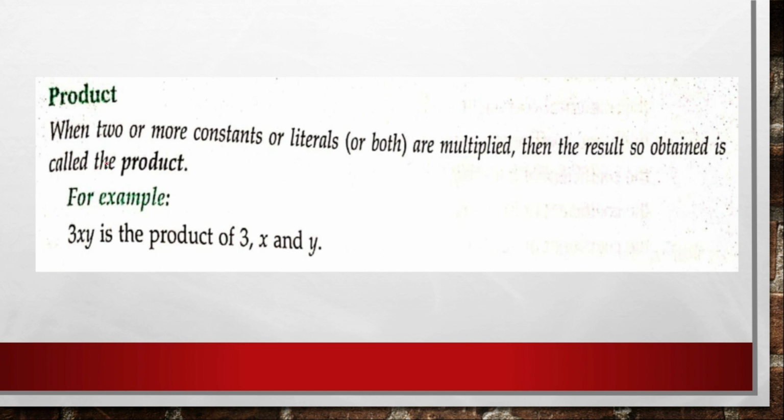What is a product? When two or more constants or literals, or you can say variables, or both are multiplied, the result so obtained is called a product. For example, 3xy is the product of 3 into x into y. If I write 5x square y, then it is the product of 5 into x into x into y. Combined, we can write it as 5x square y.